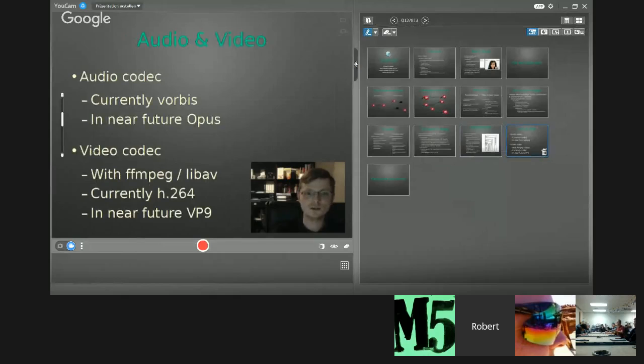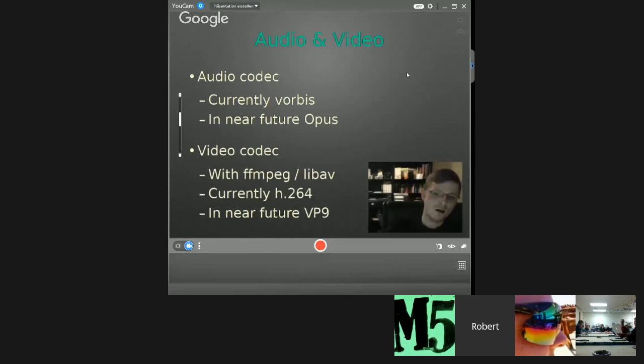So last but not least, Voptop is basically a video chat and screen sharing application, so it has video and audio encoding. For audio encoding, Voptop currently uses Vorbis, and for video encoding, it uses H.264. Those are just the codecs which are currently used. They should be replaced very soon by VP9 and Opus.